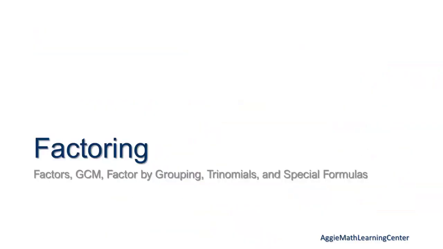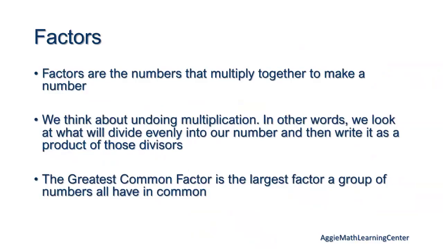Perfect. Okay, so now we're going to go into factoring. Factors are numbers that multiply together to make a number. We can think about doing multiplication. So kind of like division, factors are where you have your two things in parentheses, and then you're going to divide out evenly, and then write them as products of those divisors. Wow, that made no sense whatsoever. Okay, so the greatest common factor is the largest factor of a group of numbers that they all have in common. And we'll go over this a little bit more. But yeah, let's go into this.